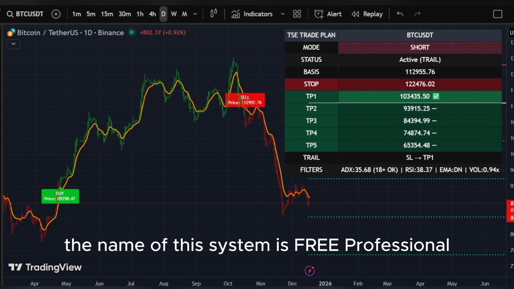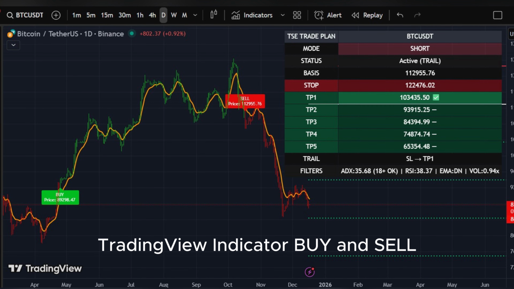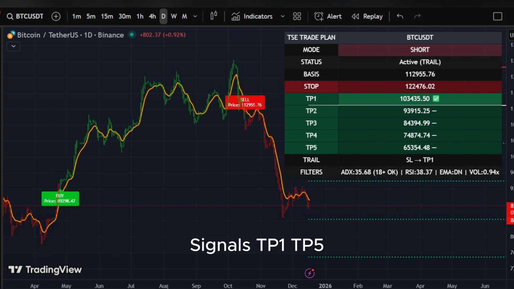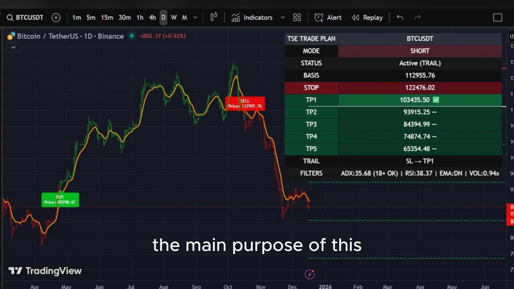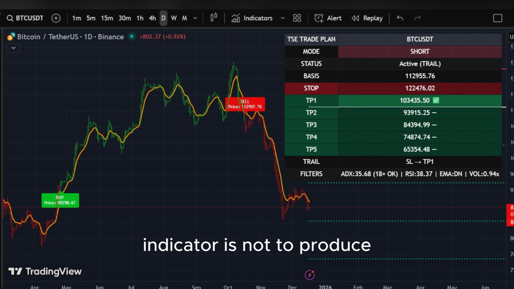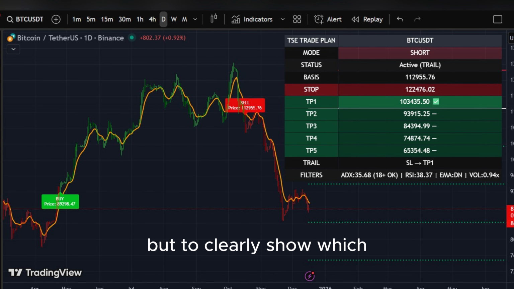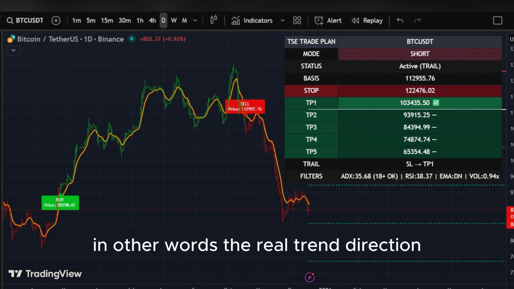The name of this system is Free Professional TradingView Indicator: Buy and Sell Signals, TP1 to TP5, Trade Plan, Trailing Stop. The main purpose of this indicator is not to produce classic buy-sell signals, but to clearly show which side has taken control of the market. In other words, the real trend direction.